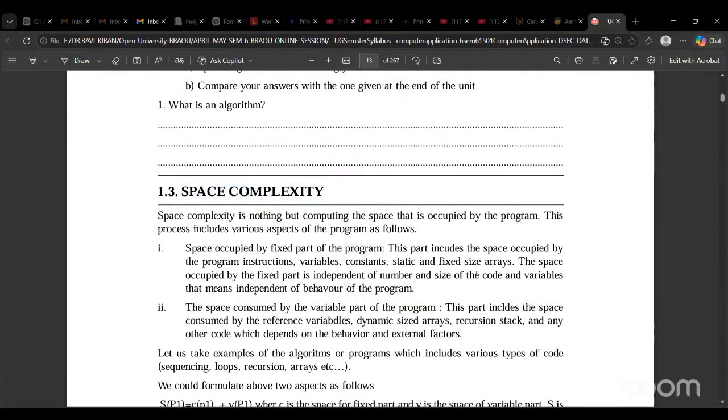Now, a little more in depth, we understand what space complexity is. The basic idea we got is that space complexity means how much space or how much memory it requires to run one complete task or one particular task by the algorithm. The space occupied by the fixed part of the program.